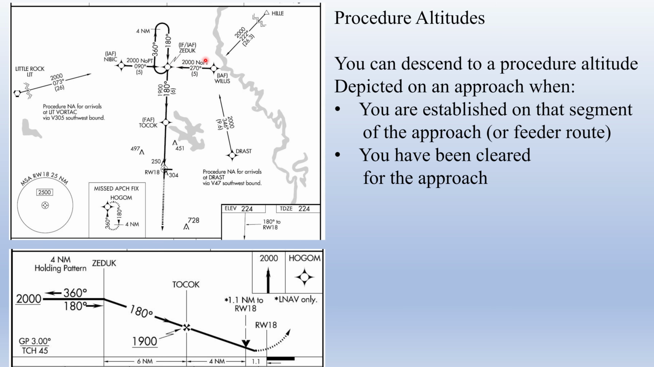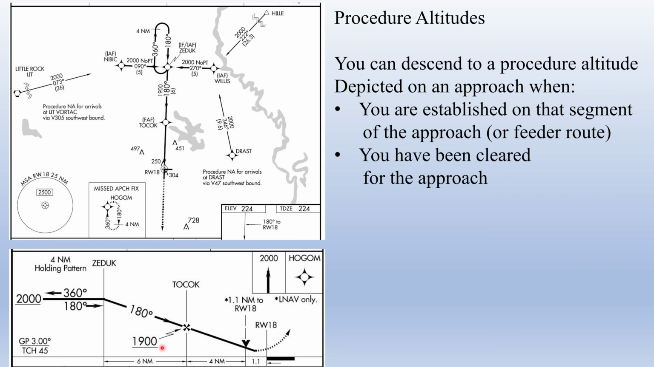Again, it says no procedure turn when you're coming in from this way, so we don't have to do that hold in lieu of the procedure turn there. So we'll track that course inbound to Zedek. Once we get to Zedek, we'll turn inbound on the intermediate segment. Again, we've got that 1,900 foot altitude there, so we'll go ahead and descend down to there, and it's just like the approach coming in the other way. You hit your final approach fix or intercept your glide path, you can descend down to the DA or the MDA.